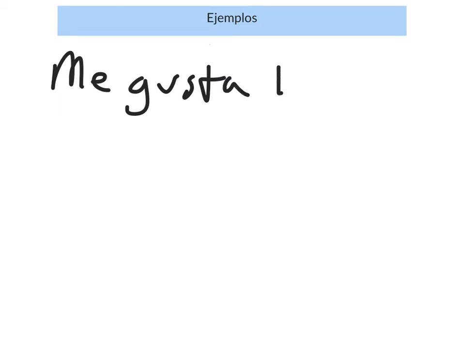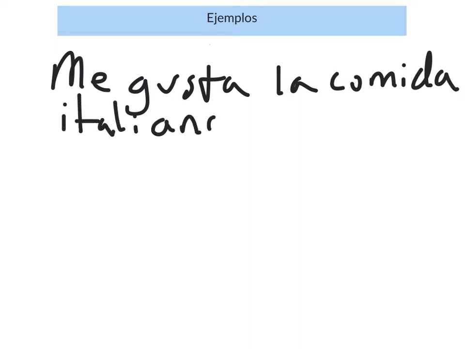So let's look at some examples of how these verbs are used. Please write down the Spanish sentence that you see and the English translation that I dictate. The first sentence we'll look at uses the verb gustar. Me gusta la comida italiana. I like Italian food, or Italian food makes me happy.